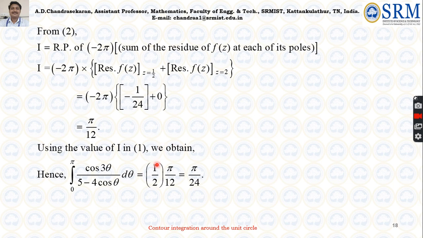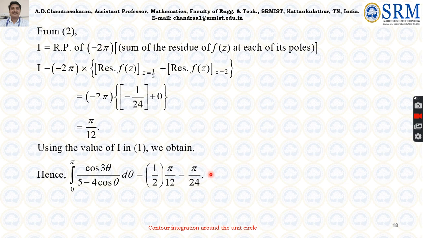That means we obtain that integral 0 to pi cos 3 theta by 5 minus 4 cos theta d theta is equal to 1 by 2 times I. I told you, 0 to 2 pi means the whole circle, and 0 to pi is half of it, that is the semicircle. So 1 by 2 times the whole circle value, that is the I value. So 1 by 2 into pi by 12 is pi by 24. So this is the second model.